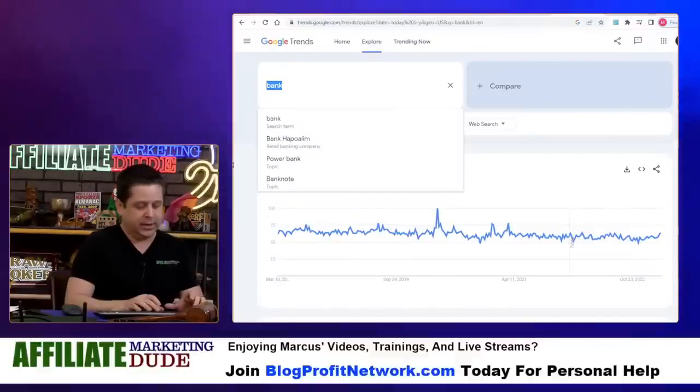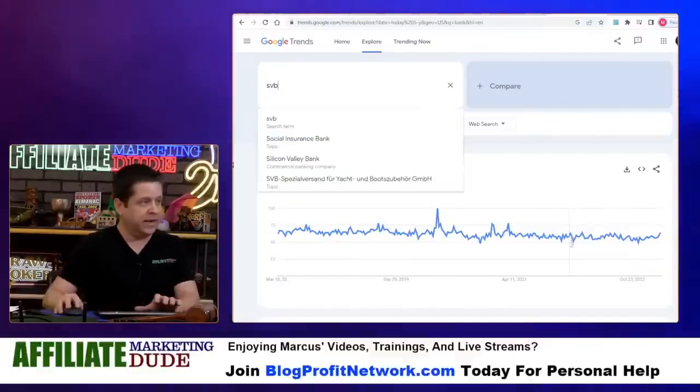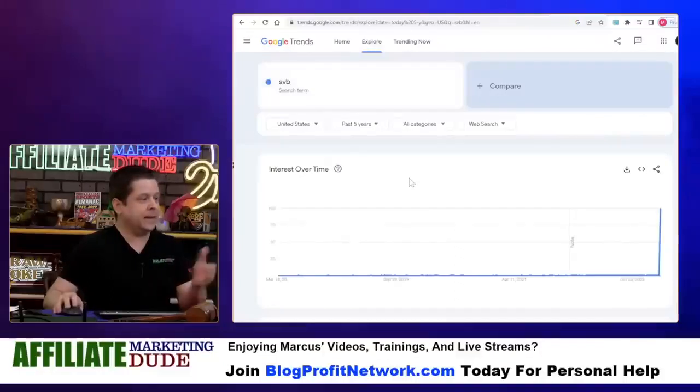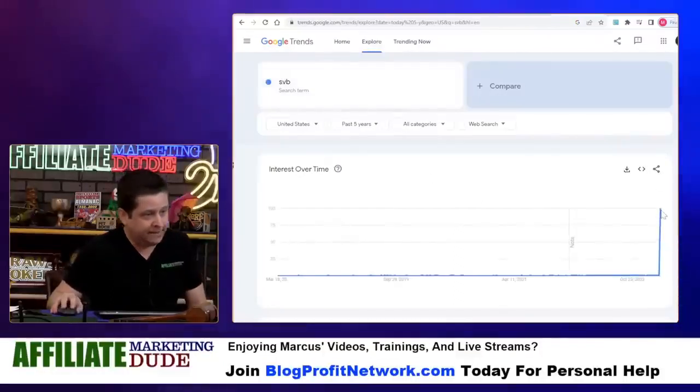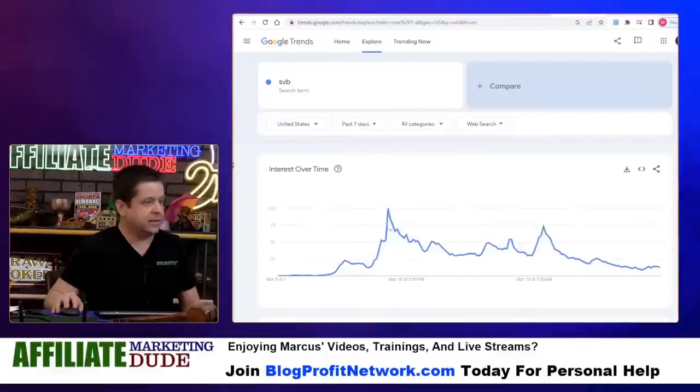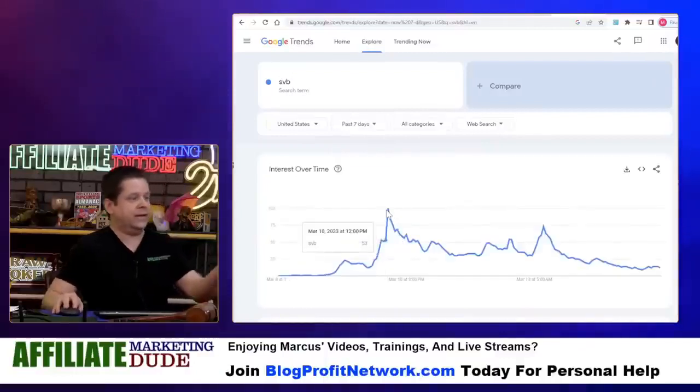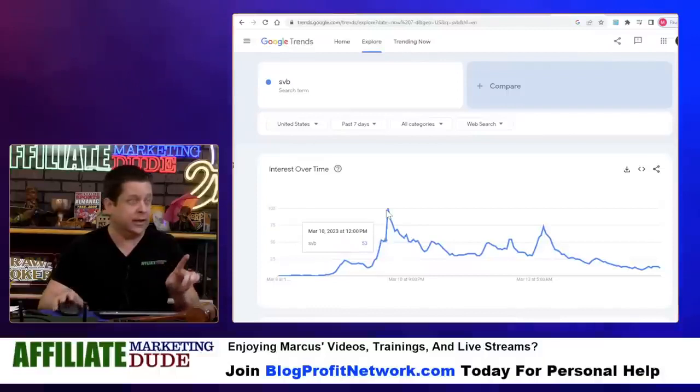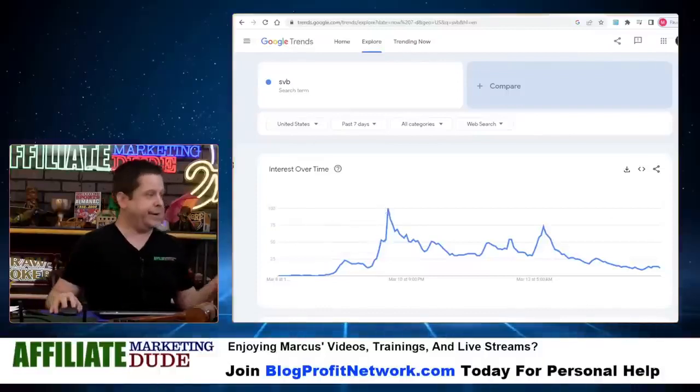We can also do SVB for SVB Bank. Okay, this one, look at that. Boom. We do the last 5 days, last 7 days, it peaked right there, and it's still peaking. It's still doing really good. Now, what can we do with this? What can we do with this?